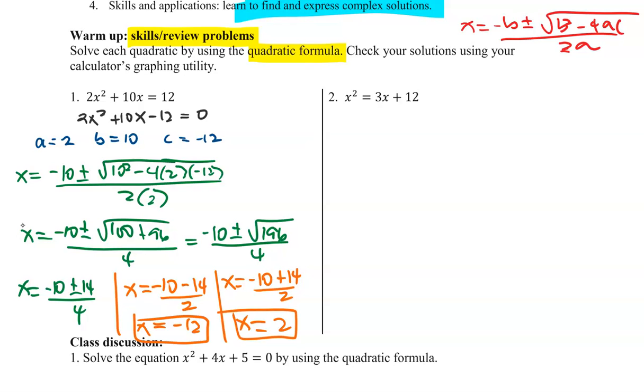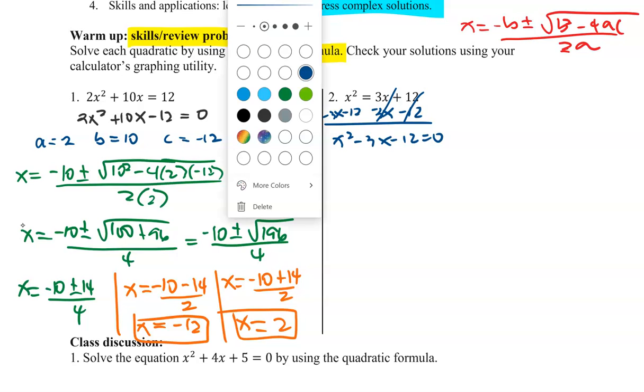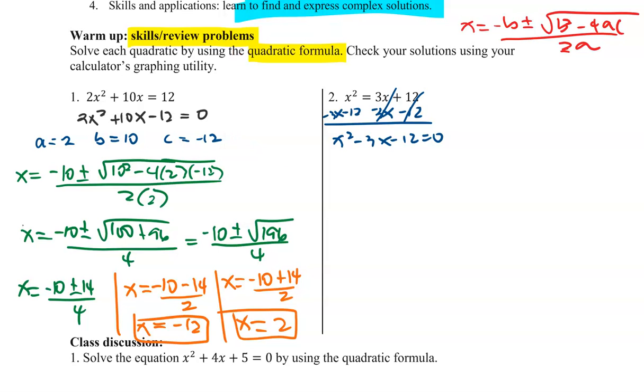The next, number 2, you can subtract 3x and 12 from both sides so that the right side is equal to 0. This is now x squared minus 3x minus 12 is equal to 0. So here a is equal to 1, b is equal to negative 3, and c is equal to negative 12.